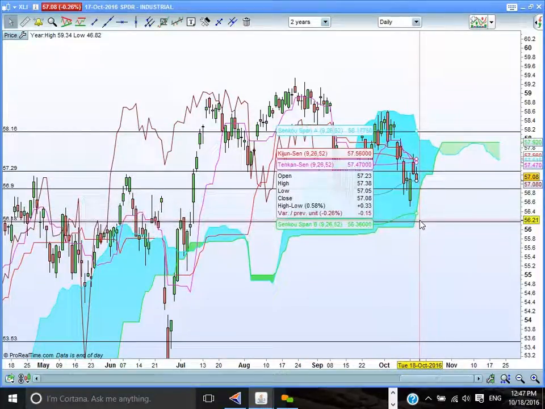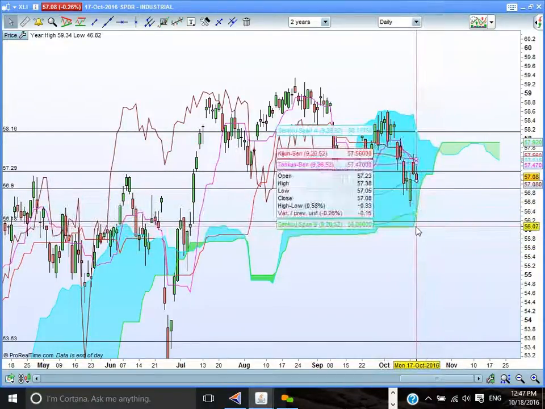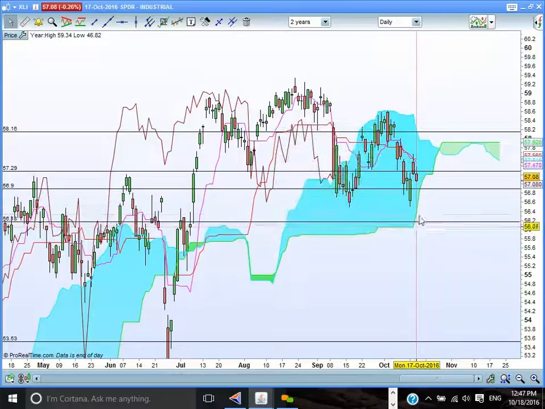However, the front end of the cloud is indicating more downside to come. So the short-term trading opportunity is support back. You find support at the bottom end of the cloud. We then trade the rebound back up to the upper end of the cloud.